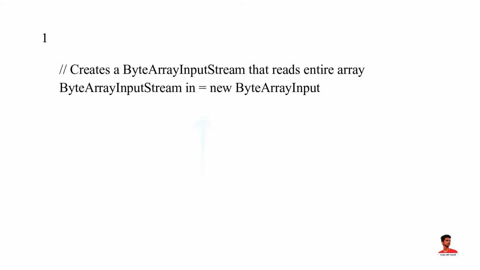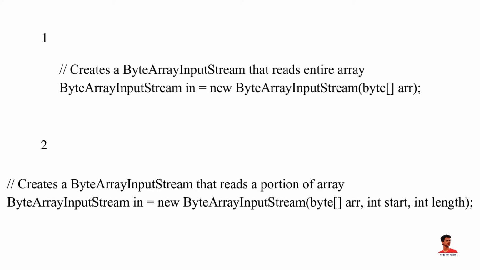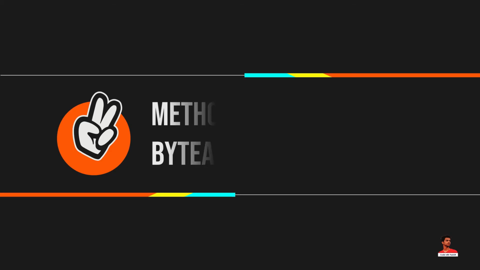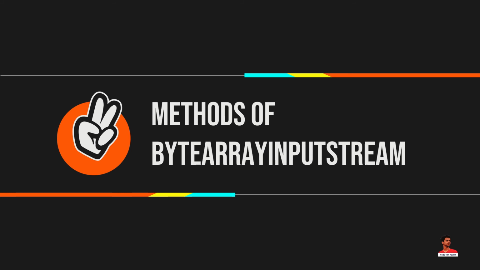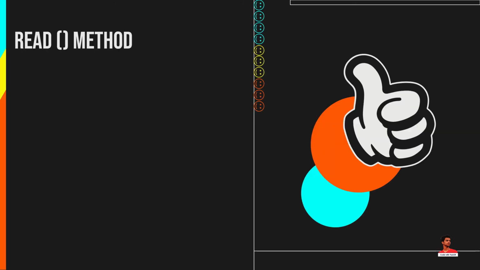Here, we have created an input stream that reads entire data from the array. However, we can also create the input stream that reads only some data from the array. Here, the input stream reads the number of bytes equal to the length from the array starting from the start position. The ByteArrayInputStream class provides implementations for different methods present in InputStream class.